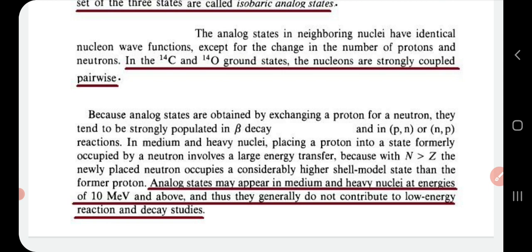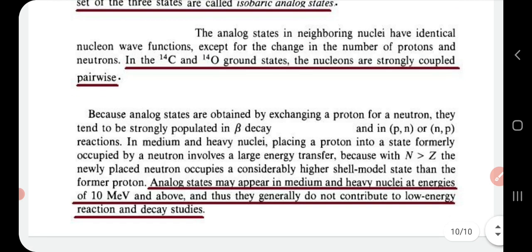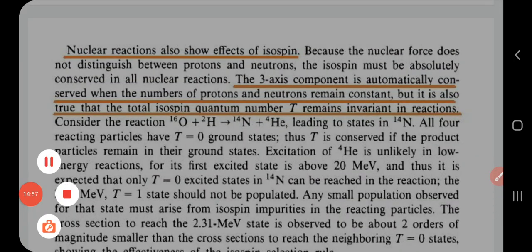Then in medium and heavy nuclei, placing a proton into a state formerly occupied by a neutron involves a large energy transfer. Why? Because the neutron number is greater than the proton number. Then the newly placed nucleon will occupy a higher shell model state than the former one. Now analog states appear in medium and heavy nuclei at energies of 10 MeV and above, and thus they generally do not contribute to low energy reaction and decay studies. So this slide tells us about the definition and the peculiarities of isobaric analog states. Okay. For today, this is enough. Thank you.